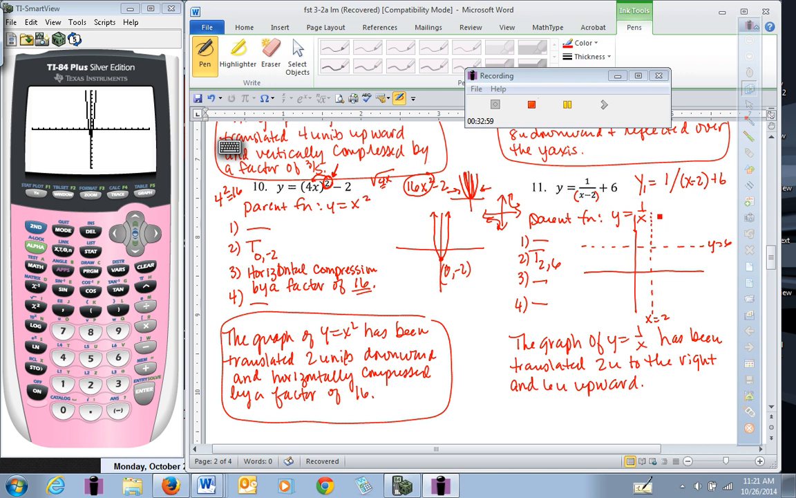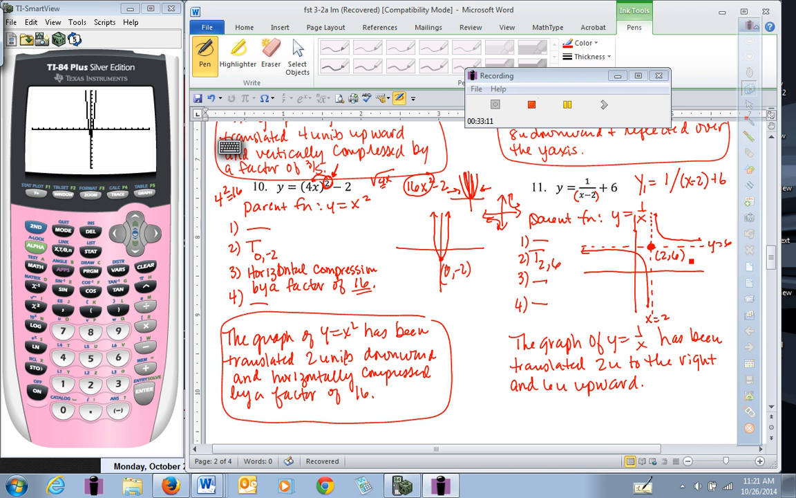Move the whole graph up here. And then I'm going to draw my parabola on here. Okay, so this is where 0, 0 used to be. And 0, 0 is now at 2, 6, where the asymptotes meet, isn't it? That's where the asymptotes meet.